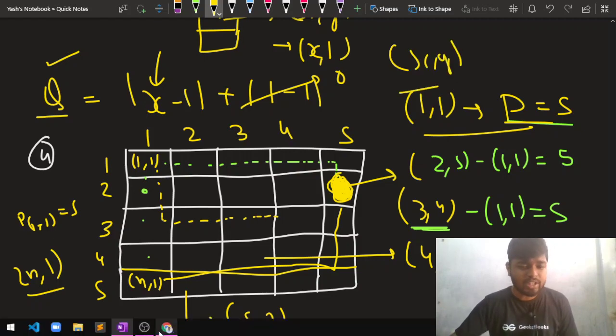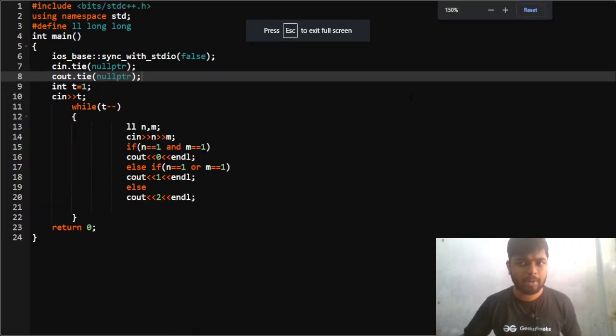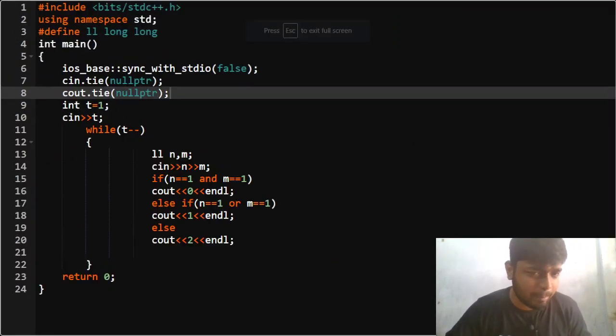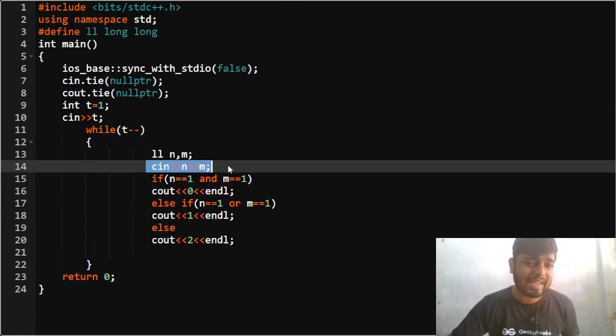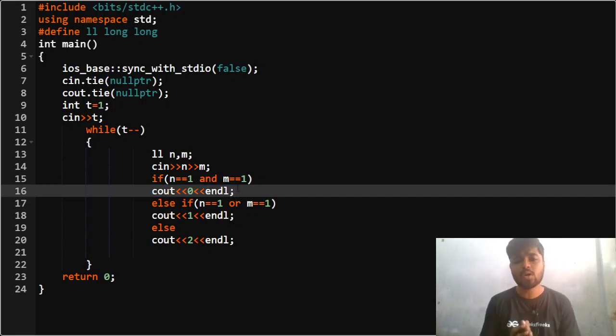Okay, let's read the code for this problem. Let me just zoom in a little bit. If you see this problem, you first of all take n and m as an input. If the value of n is 1 and the value of m is also 1, you simply print 0, because you know that there is actually only one cell in the whole matrix, so you don't need to find its location, right? You know that it is 1 comma 1 already.